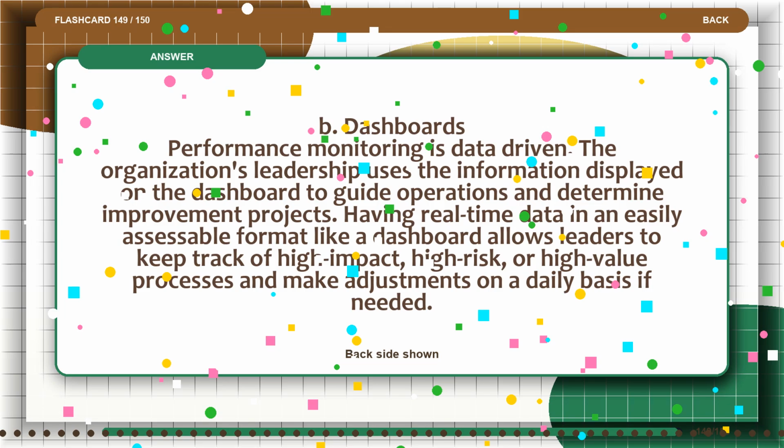The answer is B. Dashboard. Performance monitoring is data-driven. The organization's leadership uses the information displayed on the dashboard to guide operations and determine improvement projects. Having real-time data in an easily accessible format like a dashboard allows leaders to keep track of high-impact, high-risk, or high-value processes and make adjustments on a daily basis if needed.